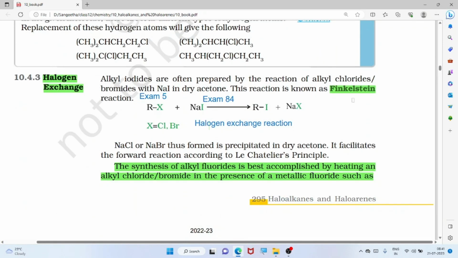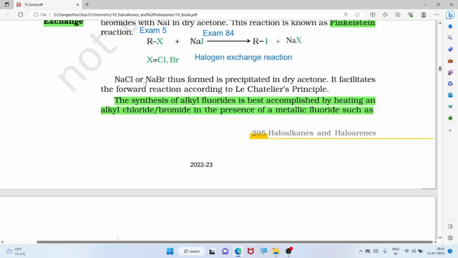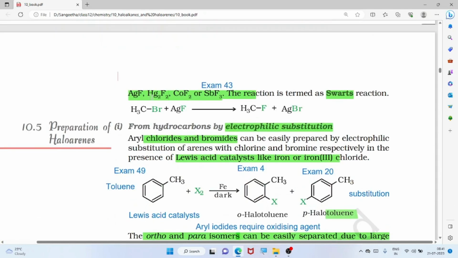Halogen exchange. This is the Finkelstein reaction. Halogen exchange reaction: RX plus NaI gives RI plus NaX. Synthesis of alkyl fluoride is best accomplished by heating an alkyl chloride or bromide in the presence of a metallic fluoride.